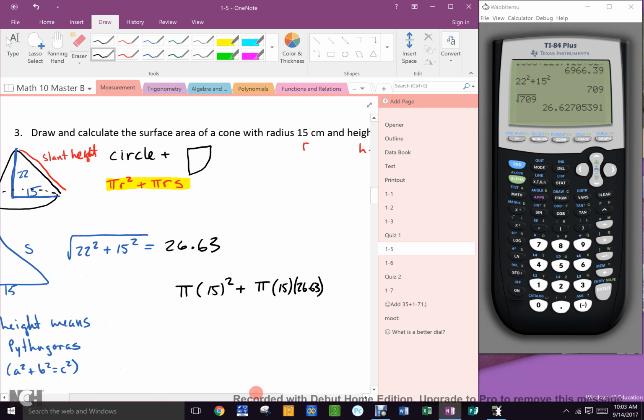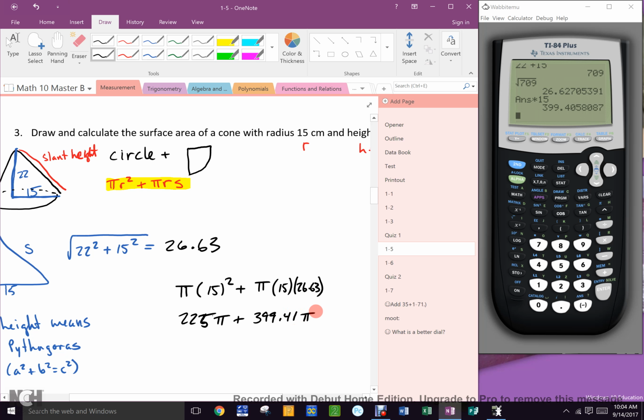One thing I will warn you of, ladies and gentlemen, when you are working with pi in the 10th grade, do we ever use 3.14? No. What do we use? The pi button on your calculator. Or you can leave it as pi. And here is what I mean. 15 squared is 225 pi plus, there's my 26.63, right? That was my slant height, times 15 equals 399.41 pi.